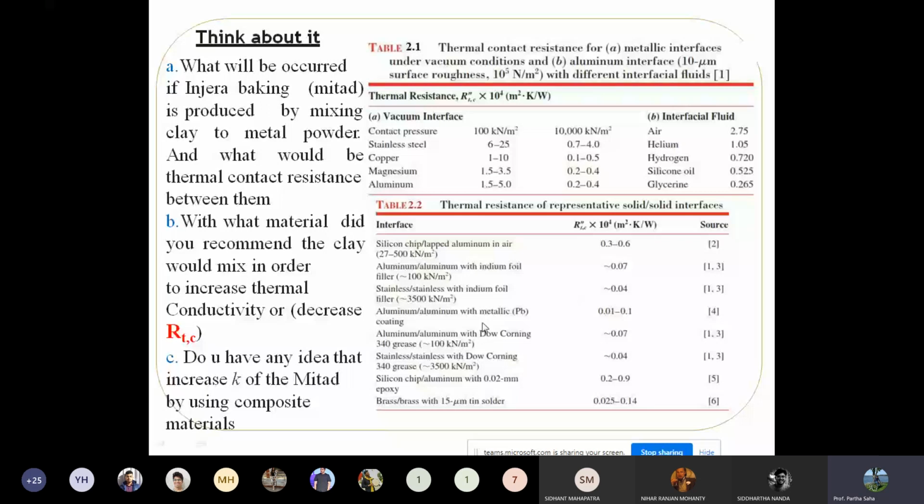Right? The moment there is a thermal contact resistance, why is it very, very important for industry? Because if there is a thermal contact resistance, the temperature will drop, right? And there will be some sort of heat loss. So that is why people try to avoid thermal contact resistance.